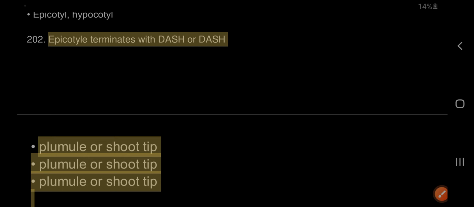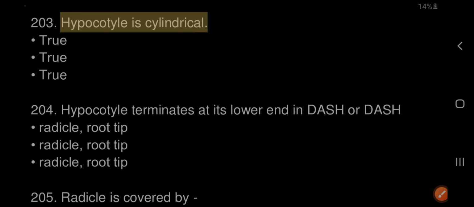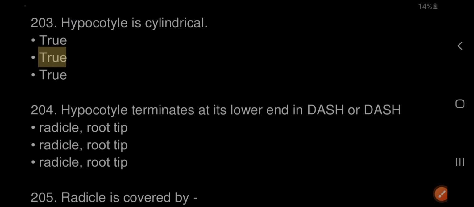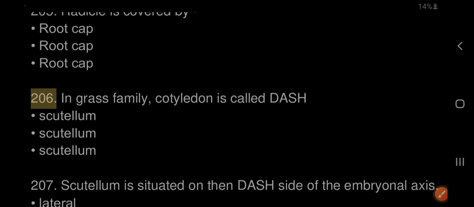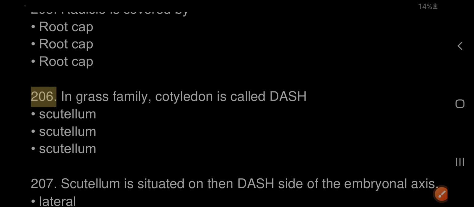203. Hypocotyl is cylindrical. True. 204. Hypocotyl terminates at its lower end in radicle or root tip. 205. Radicle is covered by root cap. 206. In grass family, cotyledon is called scutellum.